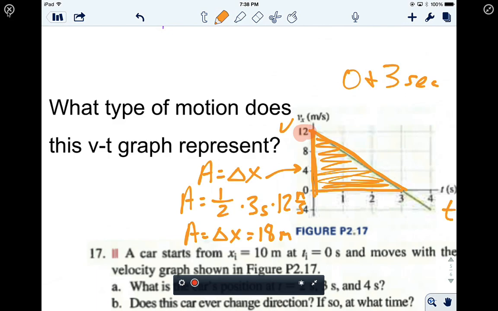But once again, we're seeing that everything in physics has physical significance. The area is what we call in calculus the integral. The slope is what we call in calculus the derivative. All these things connect. They all have physical significance, and they all tell us something about the object's motion.